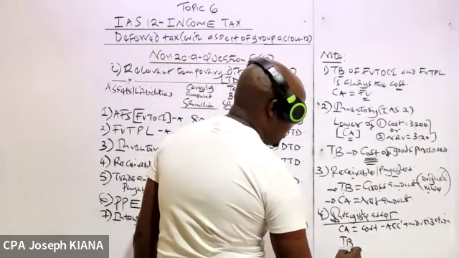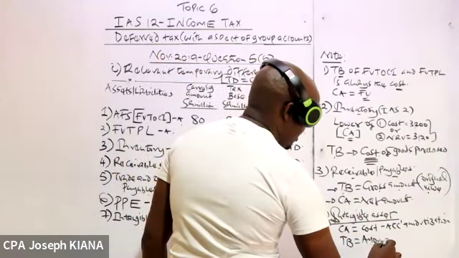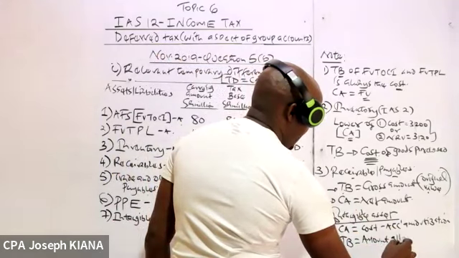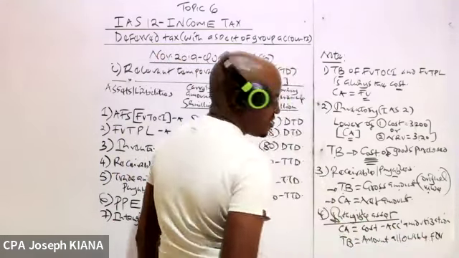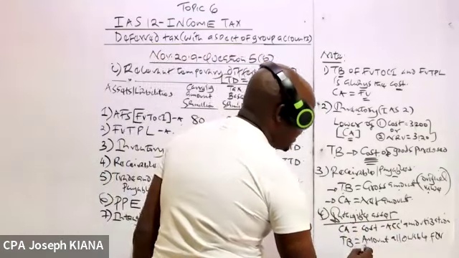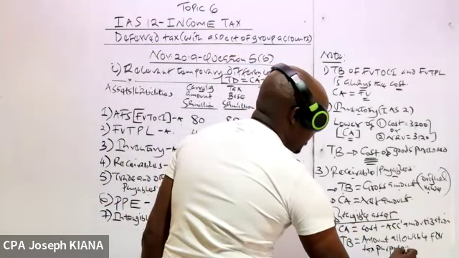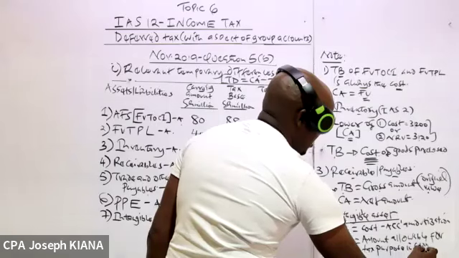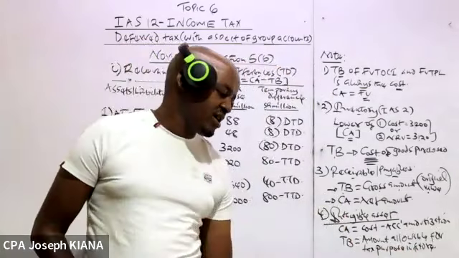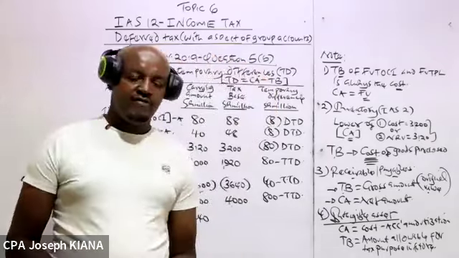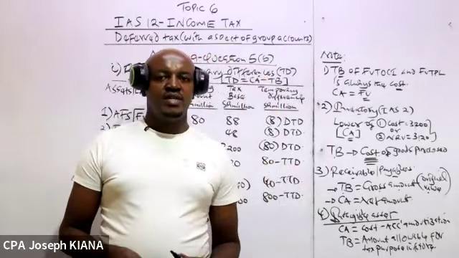What about the tax base? The tax base is equal to the amount allowable for tax purpose in the future. Amount allowable for tax purpose in the future. How much amount would be allowed, or would be treated as allowable expense, in the future?